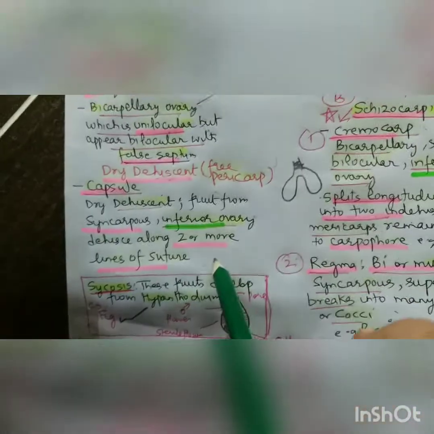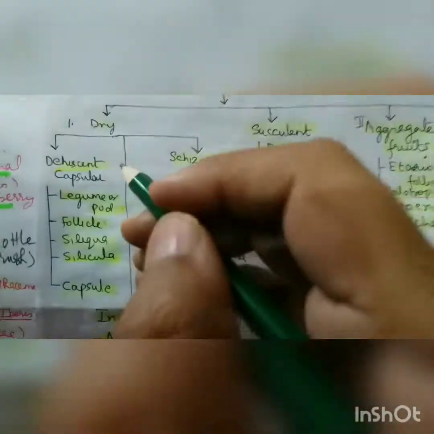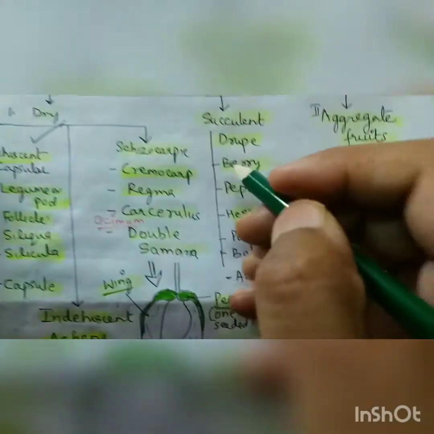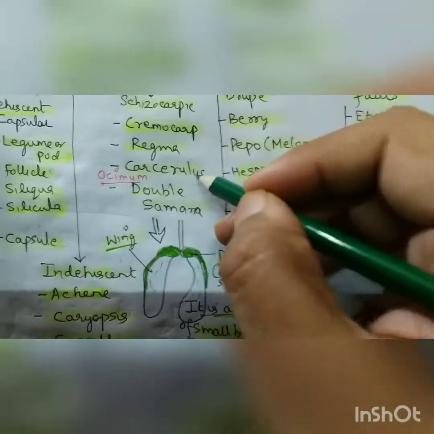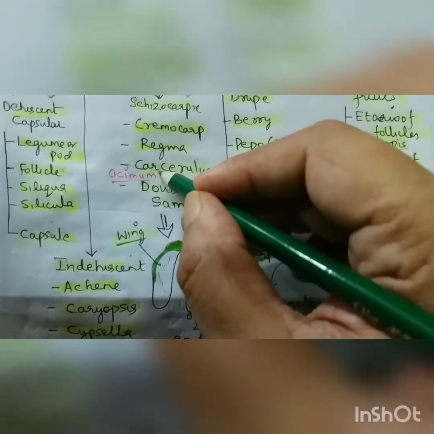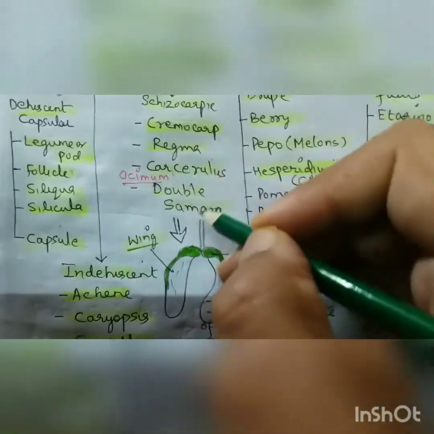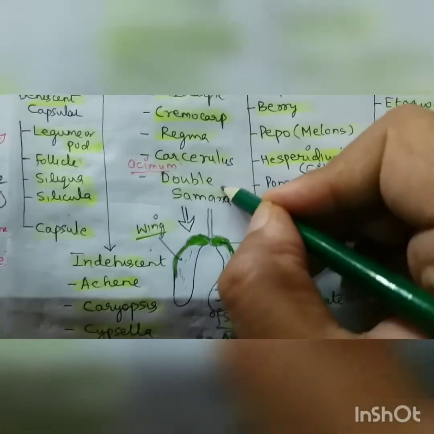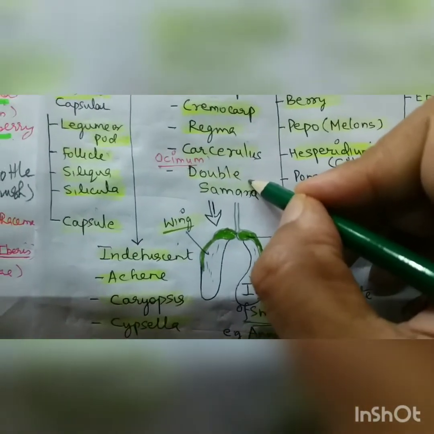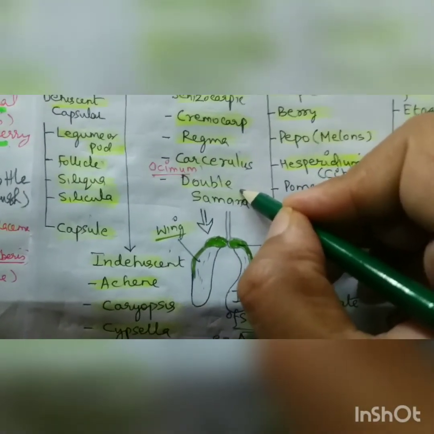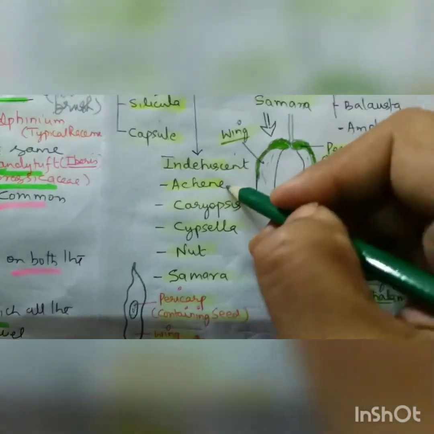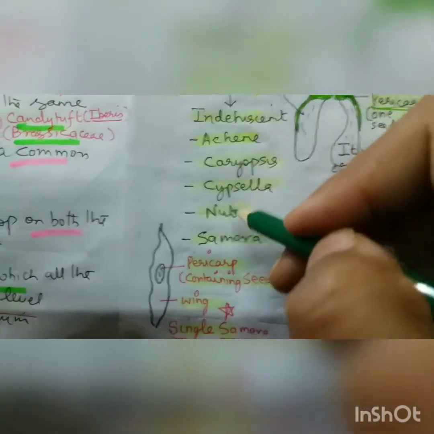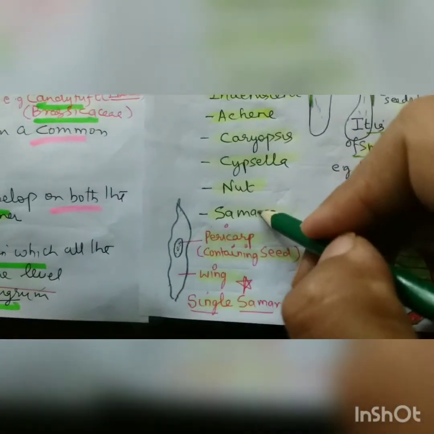And then we are coming to the next type. This type we did. Now I am coming to the schizocarpic: cremocarp, regma, carcerulus. In case of tulsi, please refer to the botany videos. And then there is the double samara, right? But before that I want to do the indehiscent forms. These are achene, caryopsis, cypsela, nut, and samara.